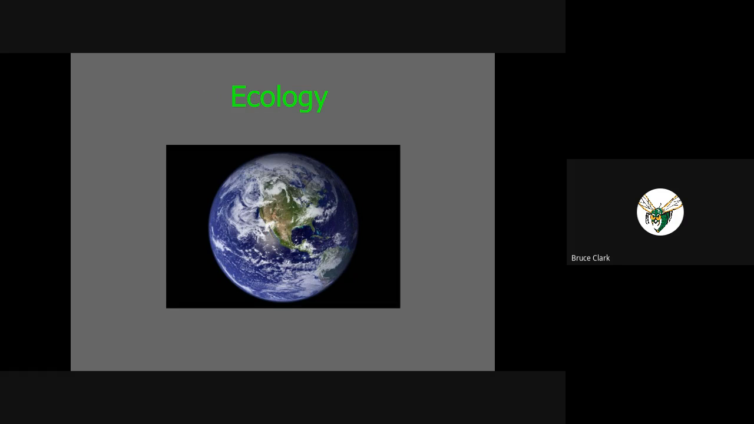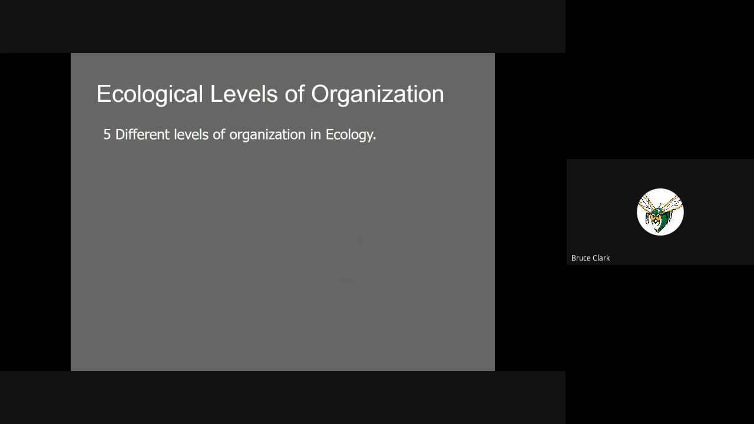So, we're going to do kind of an introduction to some ecological terms relating to organization today, and we'll call that good. So, starting off with ecology, we have five different levels. Remember, in science, we like to organize things. We like to put things in a proper place and category. The same is true with ecology.